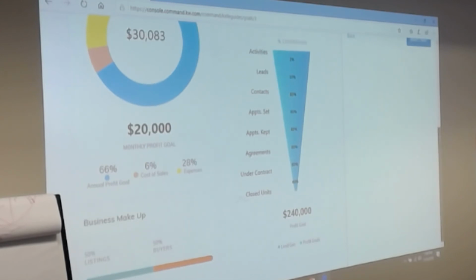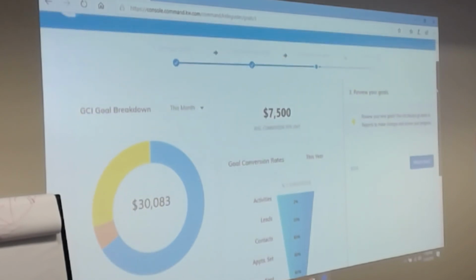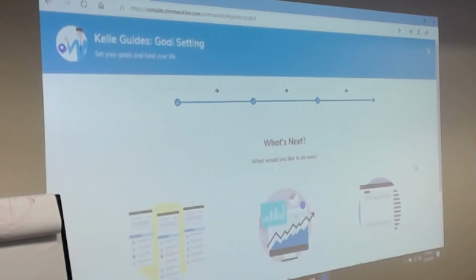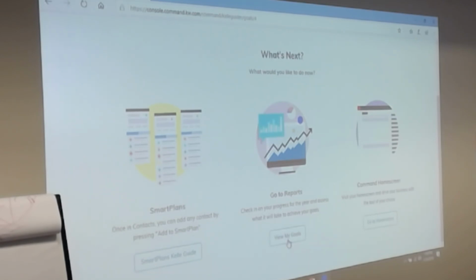So it's not 100% functional yet, I don't think. I mean, the goal setting's there for sure, but let's see what it says about what's next. Oh, so you can go in and review your goals.